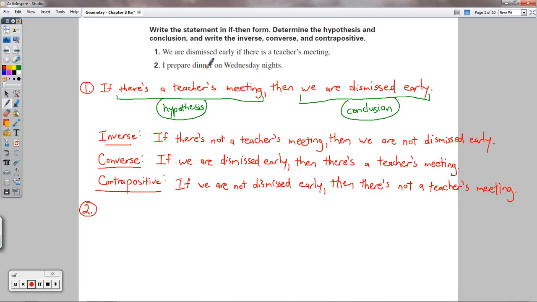not necessarily true, because it could be Thursday night and you still are preparing dinner, or Friday night. But if it's a Wednesday night, according to this statement, you are preparing dinner. That's your night to prepare dinner, the way this statement is worded, the way this sentence is worded.